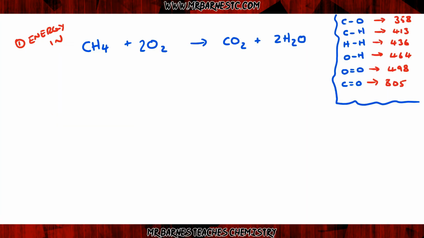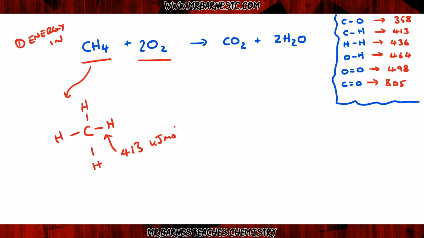So if we have a look at an example then, we've got CH4 plus 2O2 goes to CO2 plus 2H2O. If we look at the energy in to begin with, we've got CH4, which is carbon with 4 hydrogens attached. Each carbon-hydrogen bond has an energy of 413 kilojoules per mole, so that's how much energy I must put in to break one of those bonds. There's 4 of them, so 4 times 413 gives me 1652 kilojoules per mole.